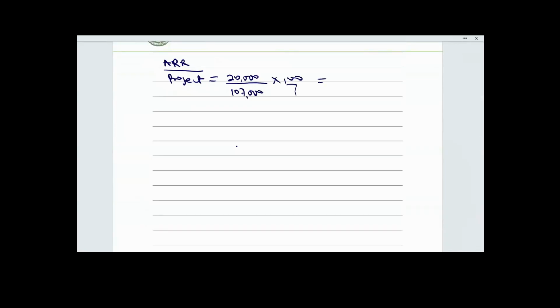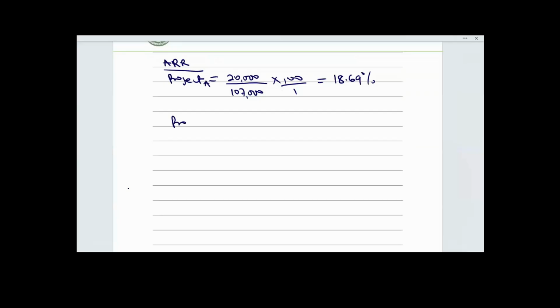Give it to me. What do you have? 18.7, to 2 decimal places, 18.69. 18.69%. Your final answer must be in percentage. Then, of course, this is project A.